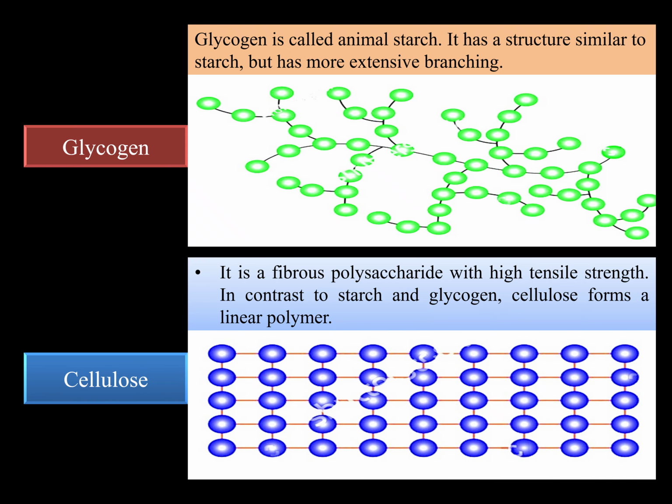Now we study cellulose. Cellulose is a structural polysaccharide found in plant cell walls. It provides strength to the plant. Unlike starch and glycogen, cellulose forms a linear polymer and gives a strong fibrous structure. Humans cannot digest cellulose because we do not have the enzyme to break it down, so it acts as dietary fiber.